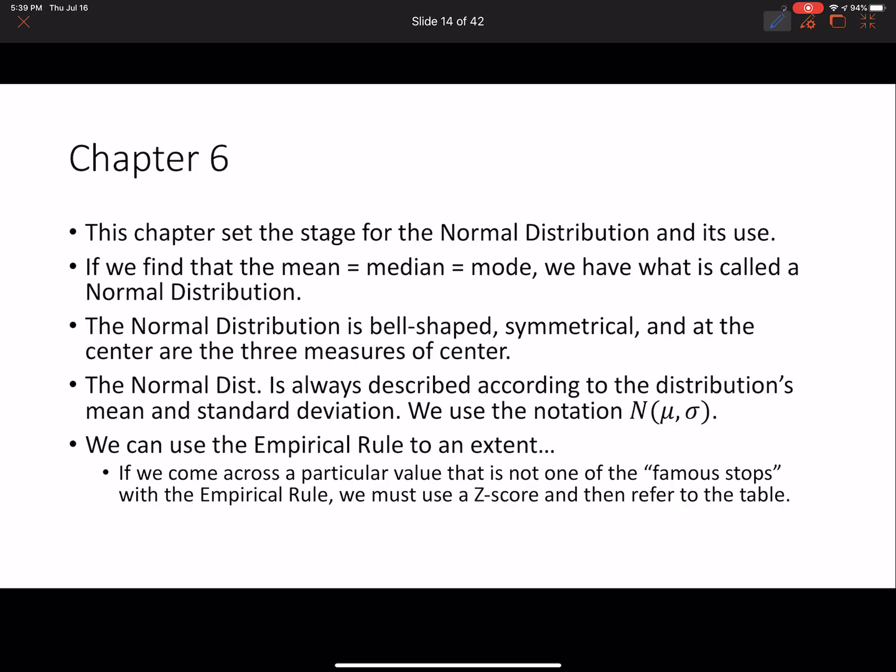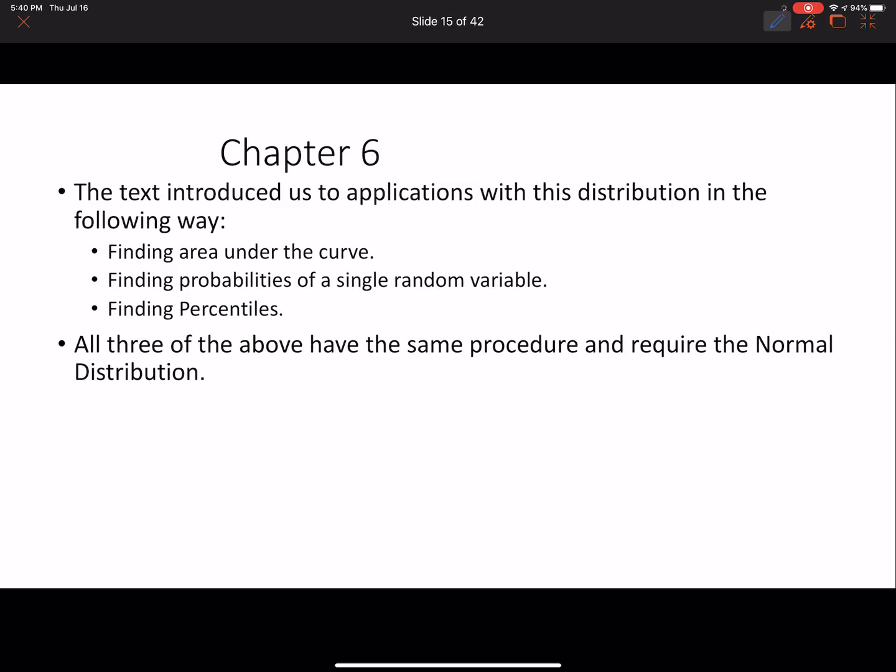Now, what I introduced to you when I was providing this chapter in the class was that the empirical rule has some limitations. If we're not exactly 1, 2, or 3 standard deviations away on either side of the mean, then the empirical rule is useless to us. And so this chapter provides us with some alternatives.